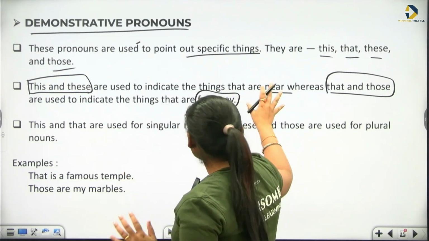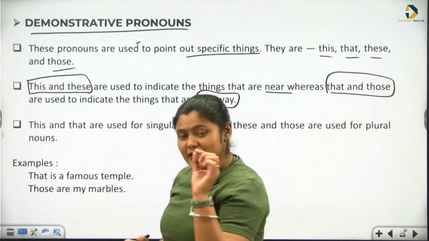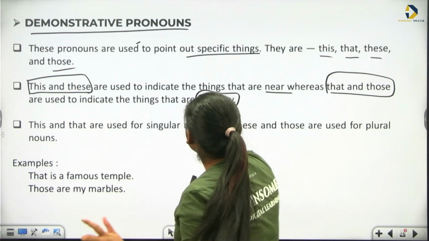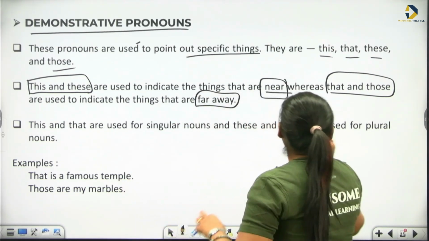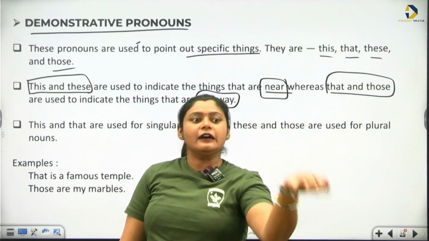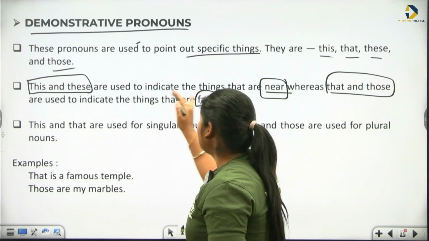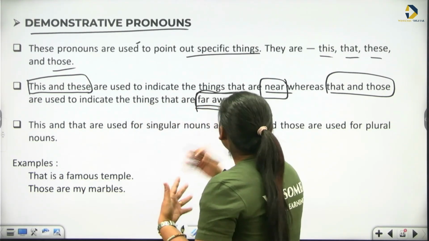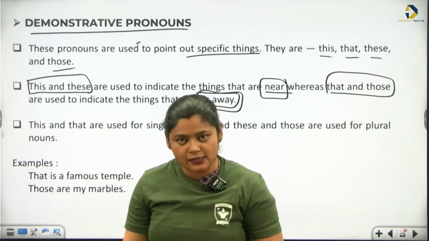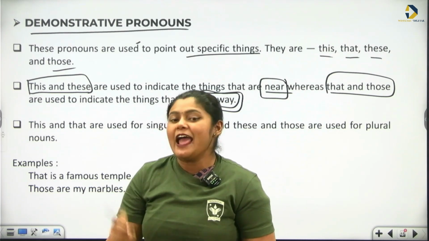Okay. The things which are near to you, we use this and these. This and these. When it is nearer. Okay. And that and those, that car, okay, or those books are used to indicate the things that are far away. When the things are nearer to you, we use this and these. When the things are far away from you, we use that and those.